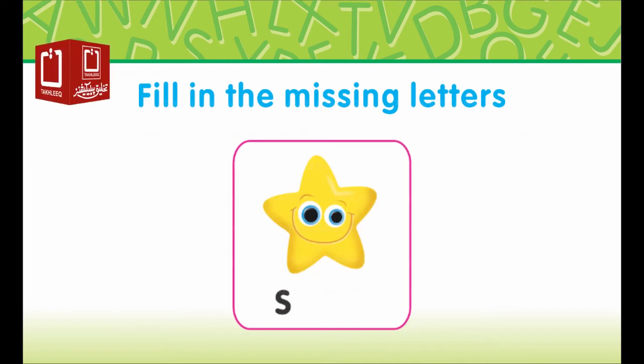Here we see the picture of a star. Here is written S T A dash. The spellings of star are S T A R. Star. Here letter R is missed, so we write here R.